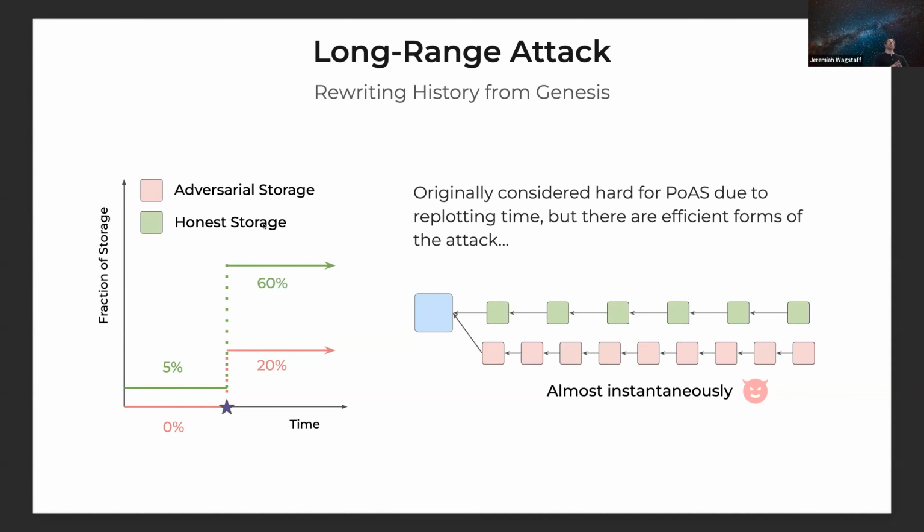Now, we had thought that this was actually hard to do in our protocol because the plots are linked to the history, and that you would have to not only recreate the chain, but you'd have to recreate the plots and recreate all of this storage in order to actually carry this attack out. But it turns out that there are efficient ways to do this so that it's not as cheap as proof of stake, but it's still computationally feasible to do it. So even proofs of archival storage are susceptible to this attack, and we need to resolve that as well.